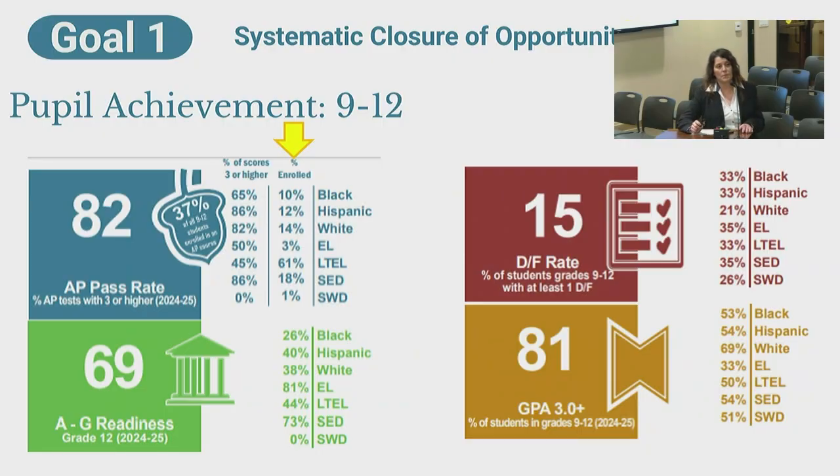So below that, you see the green. 69% of our students demonstrate A to G readiness. Those are only students in 12th grade. Over to the right, the 15% of our students received at least 1 D or F. And then below, 81% of our students have a GPA of 3 or higher.